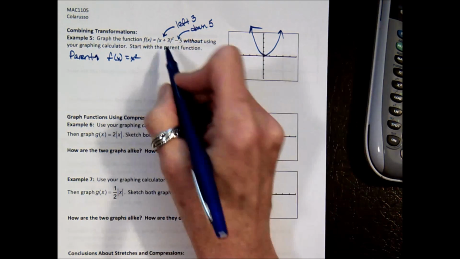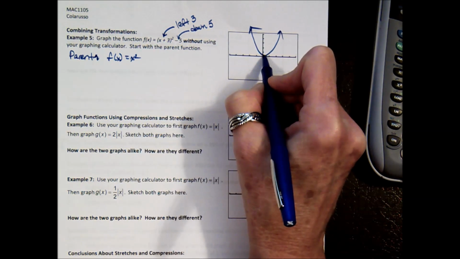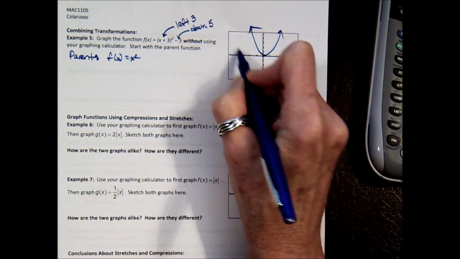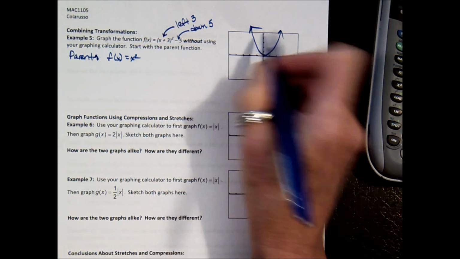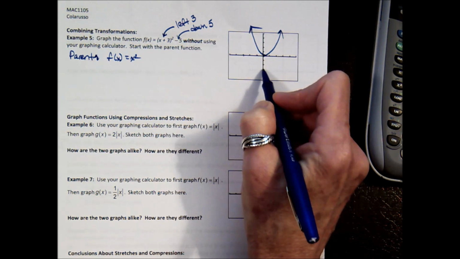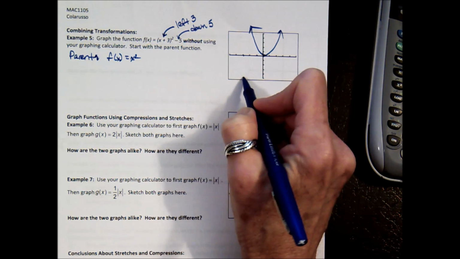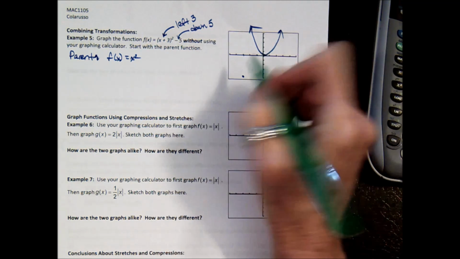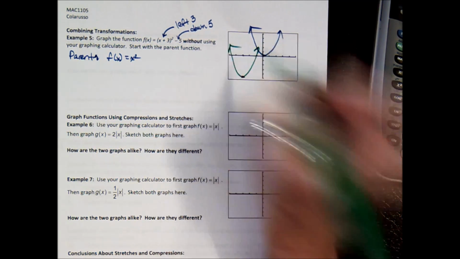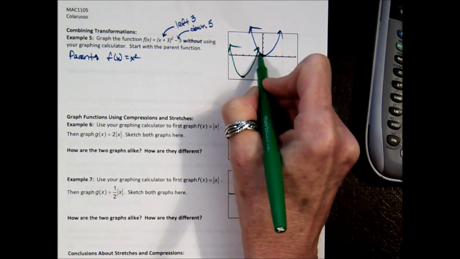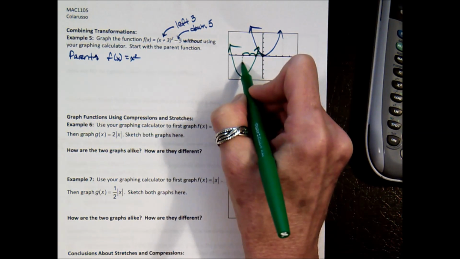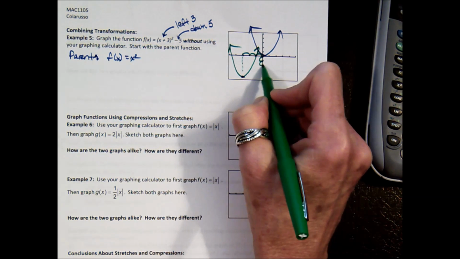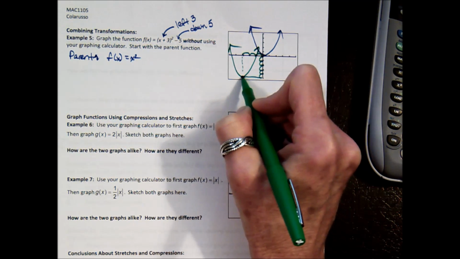So let's look at that, and then I'll do it in green. So first off, this graph is going to go left 1, 2, 3. So that would go like this, but I'm not going to draw that yet. And then it's going to go down 1, 2, 3, 4, 5. So it's now going to be sitting right there, and it would look something like this. So that was left 3, and then down 5. Let's see if we were right.